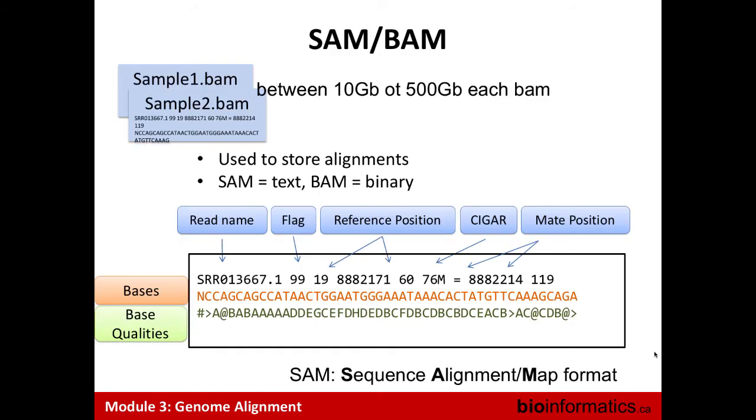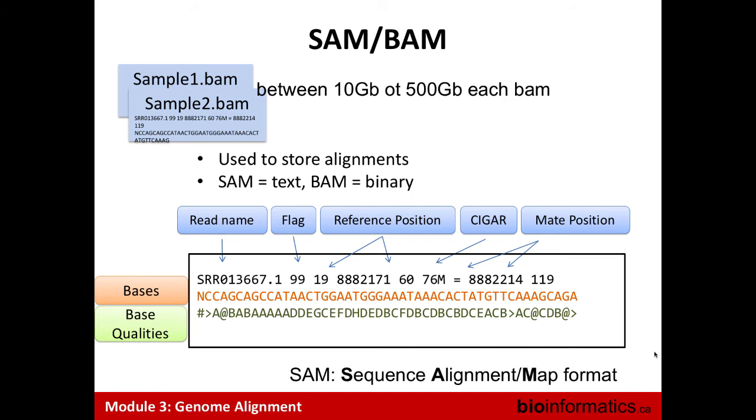So when you do your alignment, what you end up with is an alignment file, which is either a SAM file or a BAM file. SAM is a text format, so most of the time you won't use it because it's so big. You will use the binary version, which is a compressed version. Each BAM file could be between 10 gigabytes and 500 gigabytes, depending on what you are sequencing and what depth of coverage.